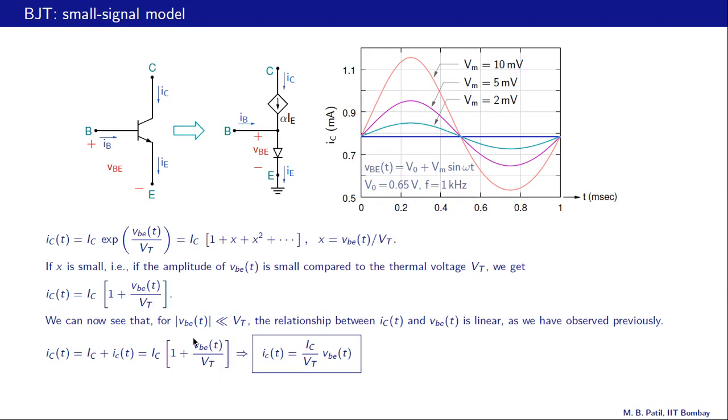And this condition, that the time varying part of VBE is much smaller than VT in magnitude, is called the small signal condition. So for this linear equation to be valid between the signal collector current and the signal VBE, this small signal condition must be satisfied. If it is not satisfied, then we see this distortion. And the BJT small signal model is essentially based on this condition being satisfied, and let us now go ahead and derive the small signal model for a BJT.